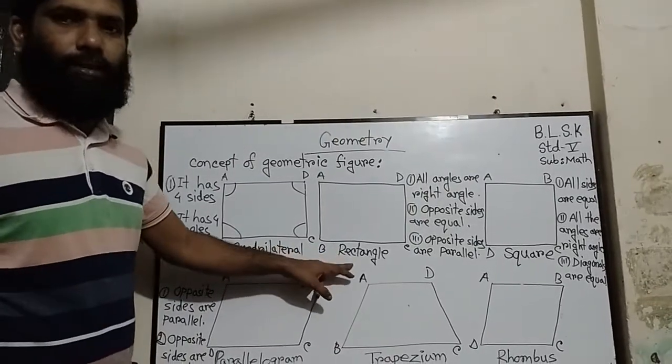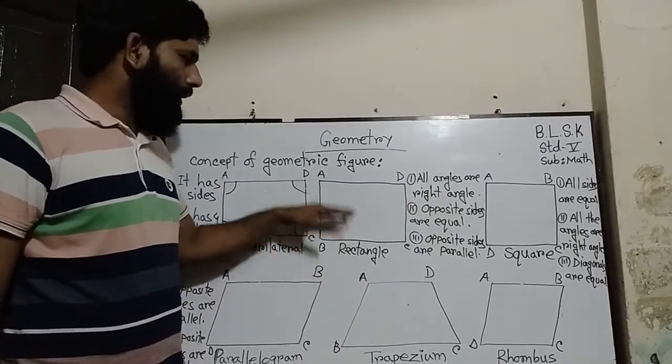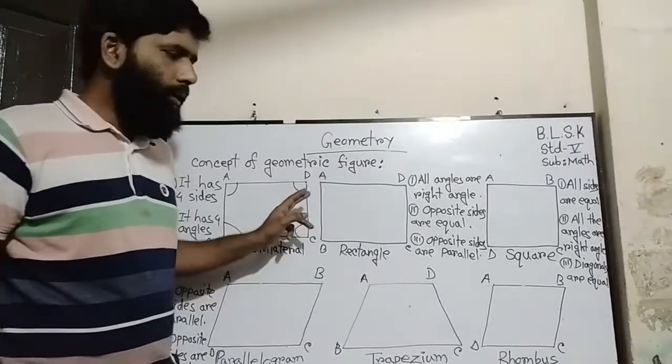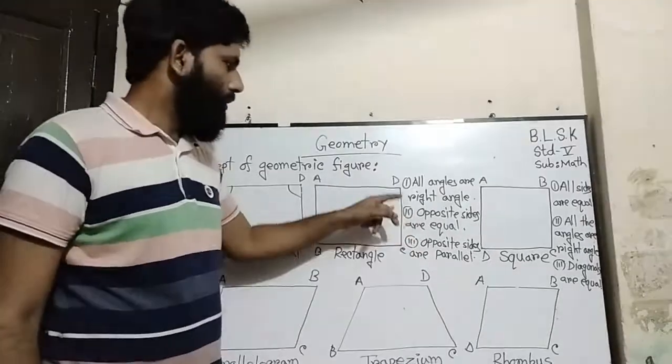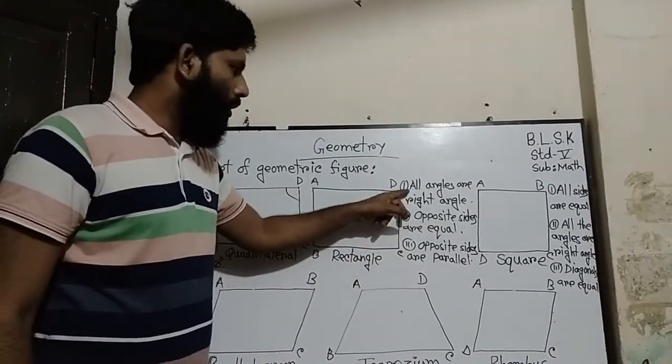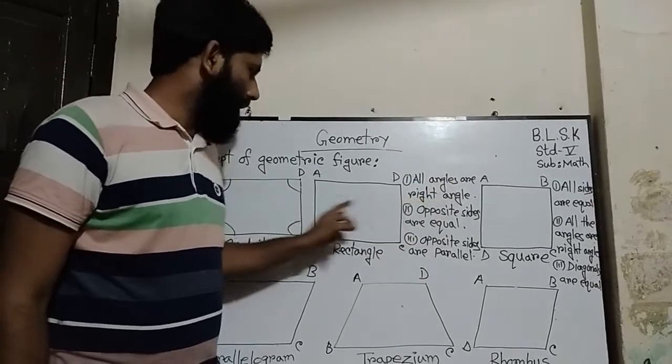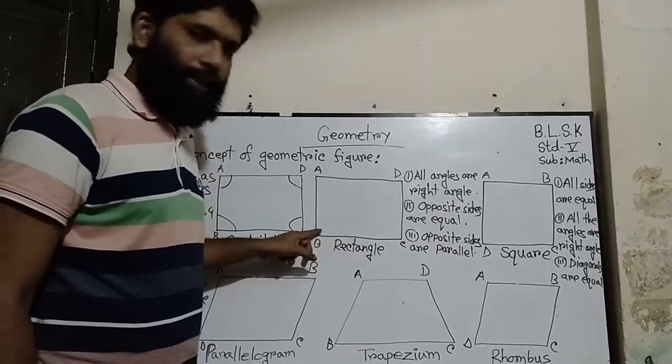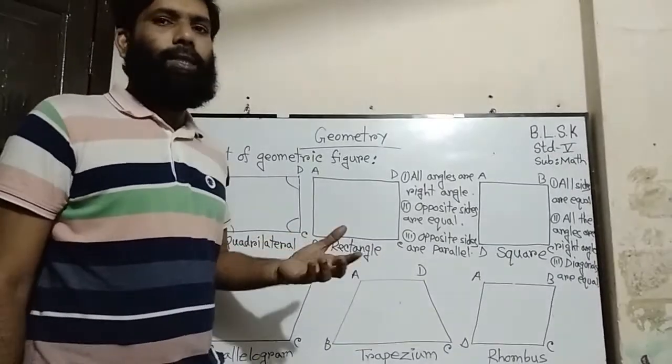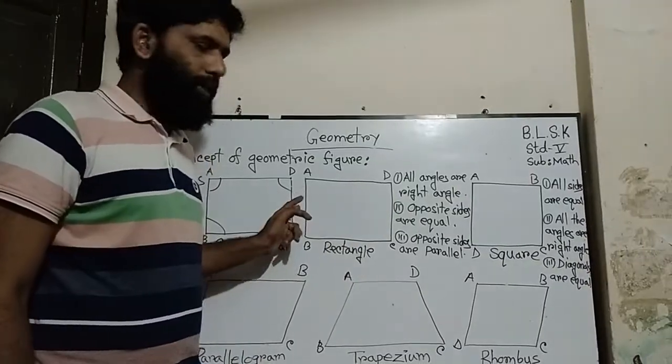Next one is the rectangle. We should draw this rectangle and write down the 3 characteristics. So what are the characteristics? All the angles are right angles. Look at that. Right angle means 90 degrees. So all the angles are right angles.